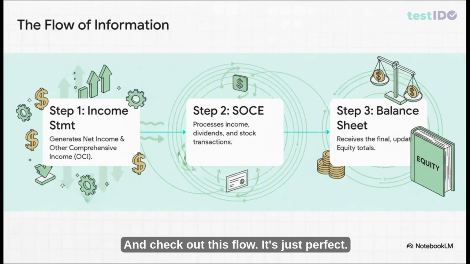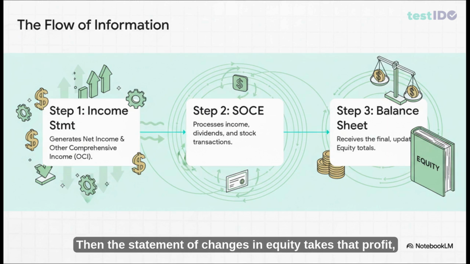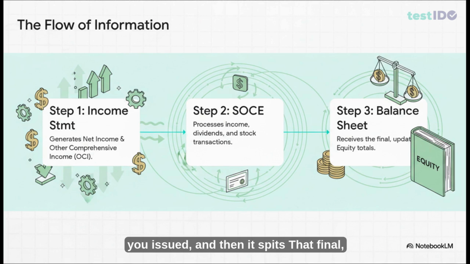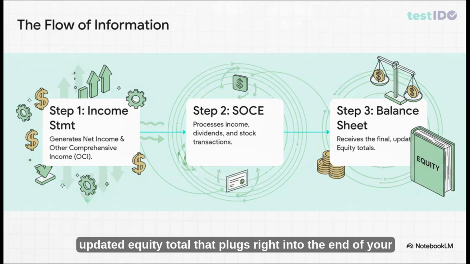And check out this flow. It's just perfect. Your income statement kicks things off by generating your profits, your net income. Then the statement of changes in equity takes that profit, mixes in other things like dividends you paid out or new stock you issued, and then it spits out that final, updated equity total that plugs right into the end of your balance sheet. It's the essential middle piece of the puzzle.